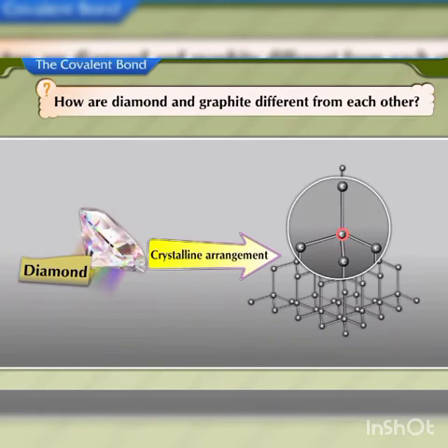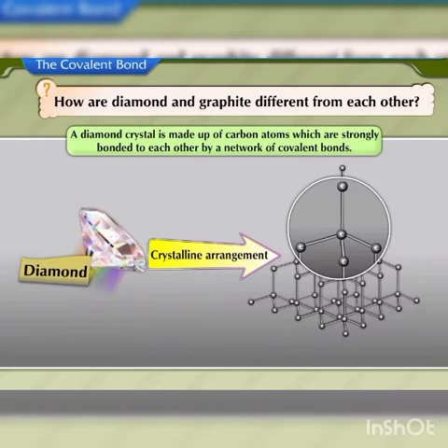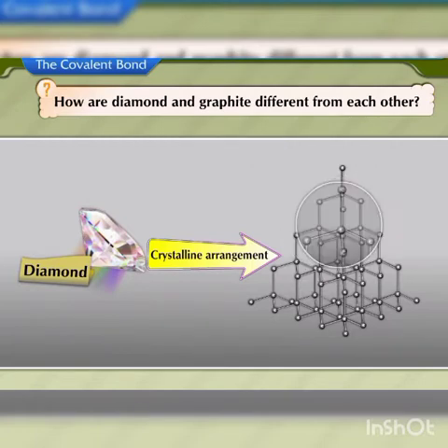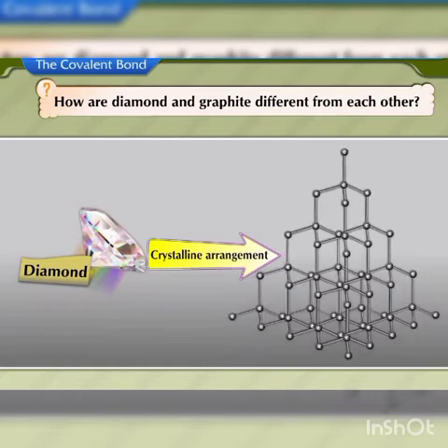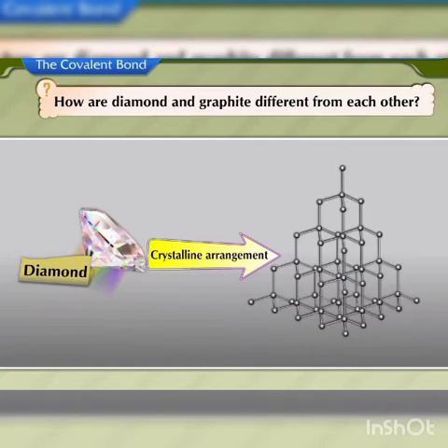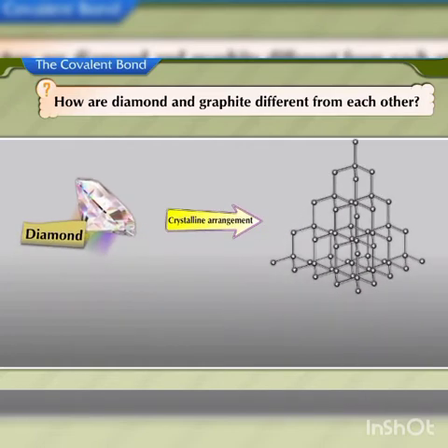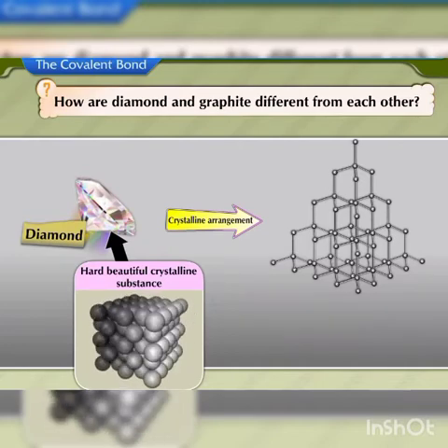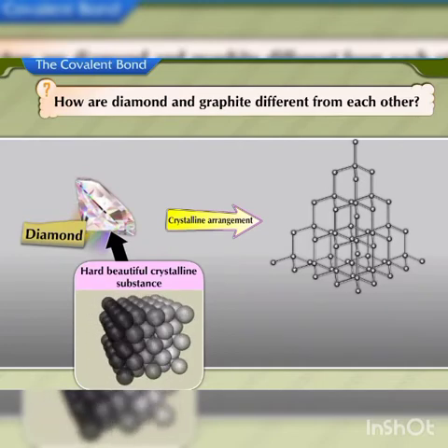Each carbon atom in diamond is linked to 4 other carbon atoms held at the corners of a regular tetrahedron by strong covalent bonds. A diamond crystal is made up of carbon atoms which are strongly bonded to each other by a network of covalent bonds. These strong covalent bonds extend in all directions through the entire crystal. This gives the diamond a rigid, 3-dimensional structure.